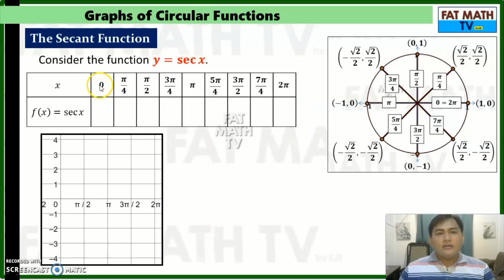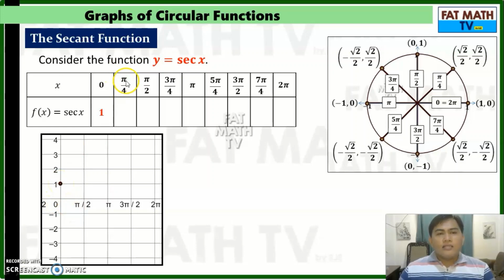So when x is 0, that means to say the angle is 0. So here we'll look at this. So 1 over x. So 1 over 1. So that is 1. So we have a point (0, 1). So (0, 1) is here.